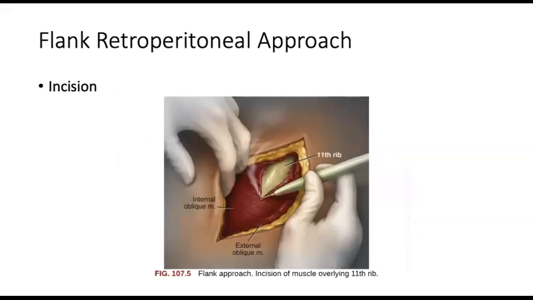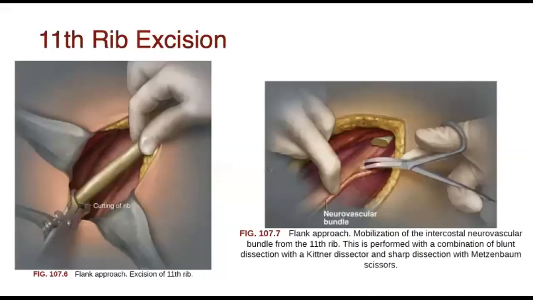For the incision, the course of the 11th rib is palpated, and the incision is made along the rib. So along the rib, not under, not over. The latissimus dorsi, external and internal oblique, and transversus abdominis overlying the rib are divided until the anterior surface of the rib is exposed.